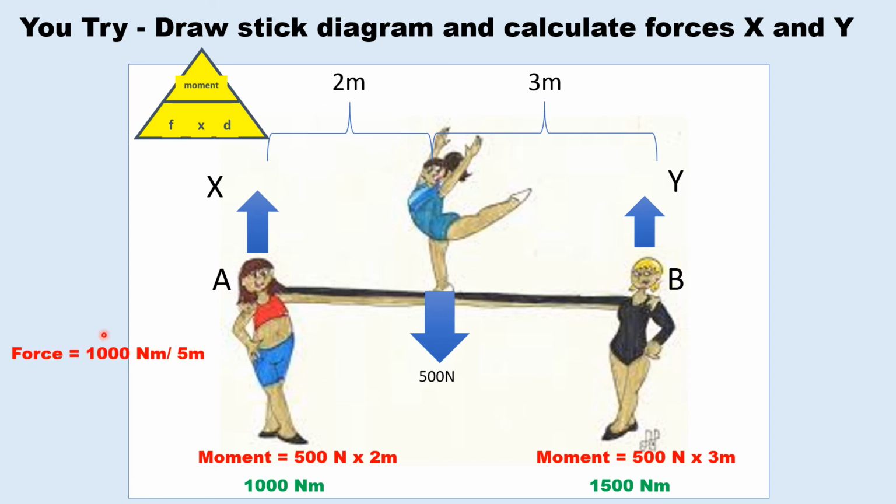And then you work out the force. So you do 1000 Newton meters for this side divided by 5, which is the total distance. And that is 200 newtons. And the next part you can do 2 different ways. So you could work it out using this method, or you could just subtract 200 from 500. So your force equals 1500 Newton meters divided by 5, and that is 300 newtons. And you can do that the same with 500 minus 200, and that is 300 newtons as well. So that is how you calculate this.